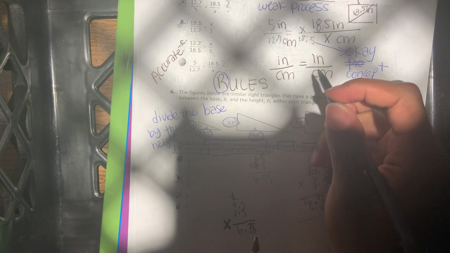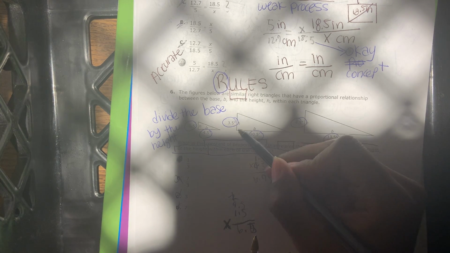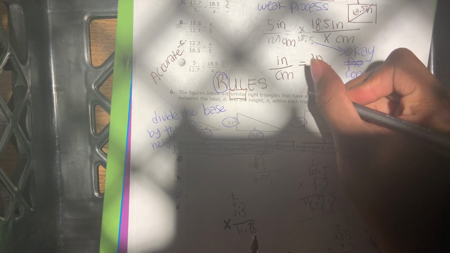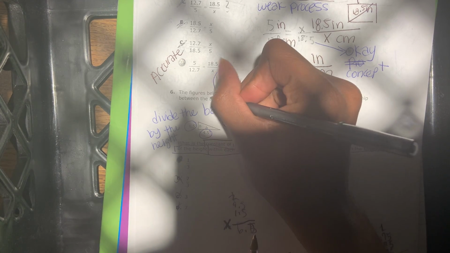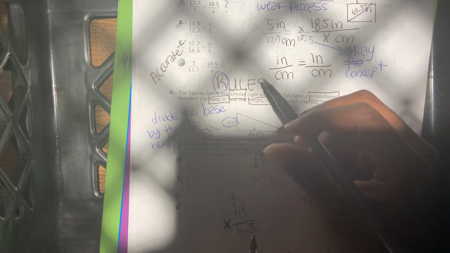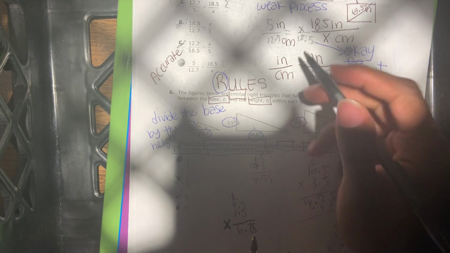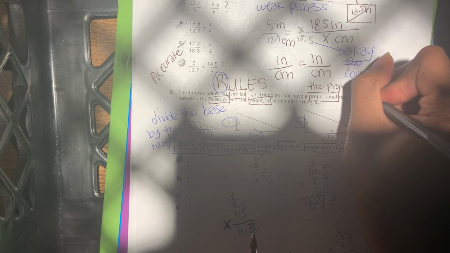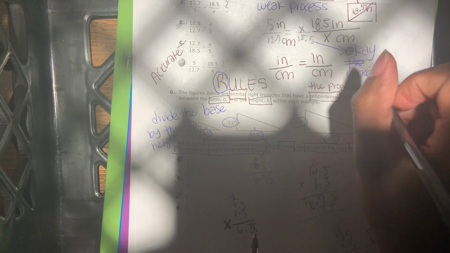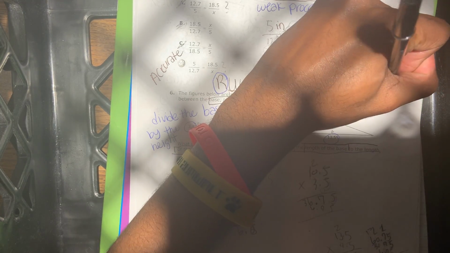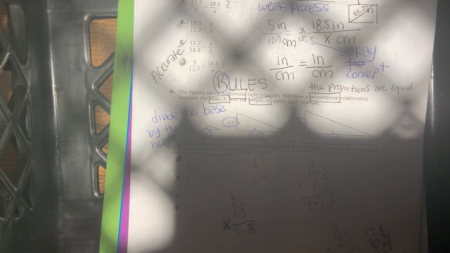Within each triangle. So the figures below are similar. Similar means that they're like the same shape, but the dimensions are different. The triangles have a proportional relationship between the base b and the height h. So proportional means that proportionally they're related and they're similar. That means that the proportions are going to be the exact same. So the proportions are equal.